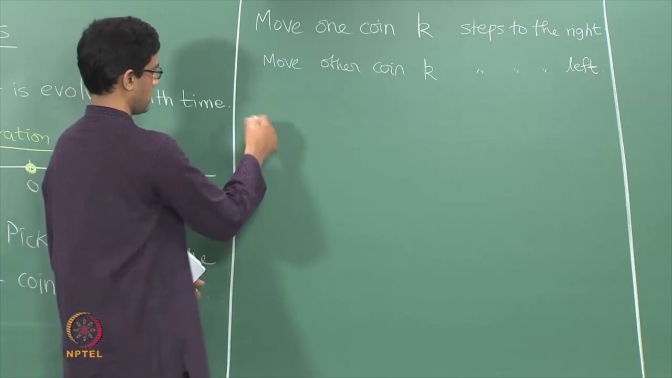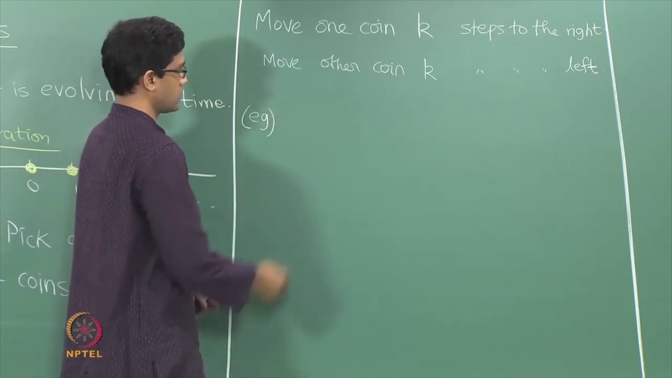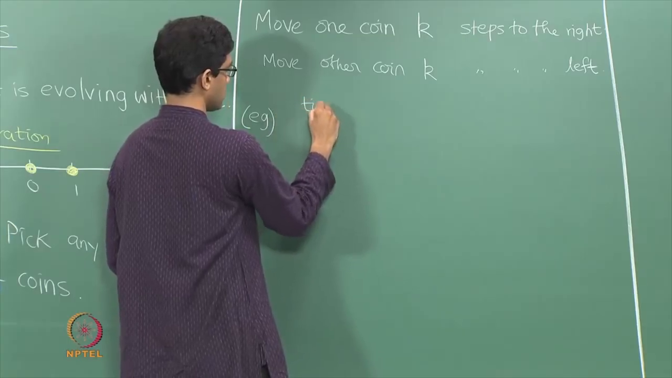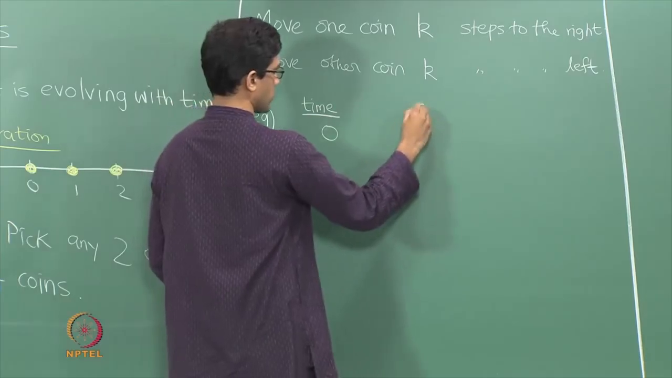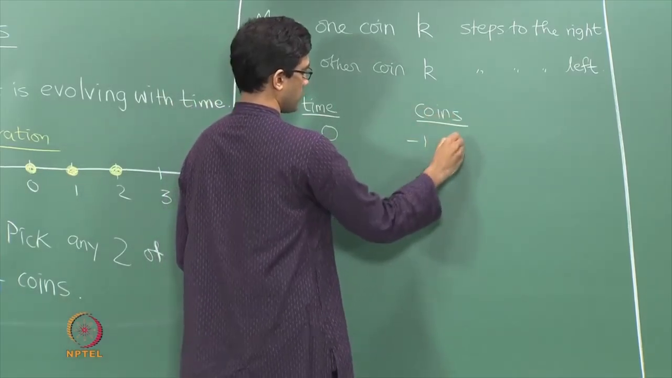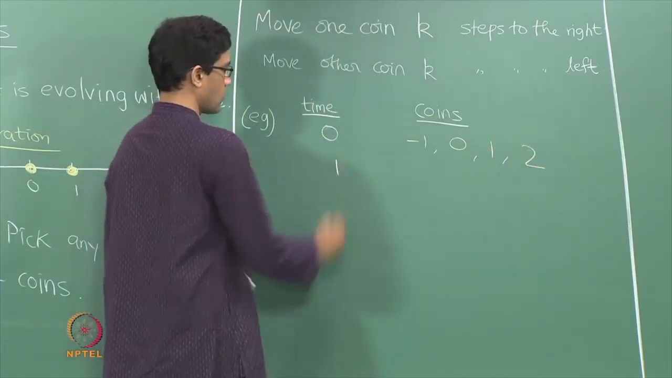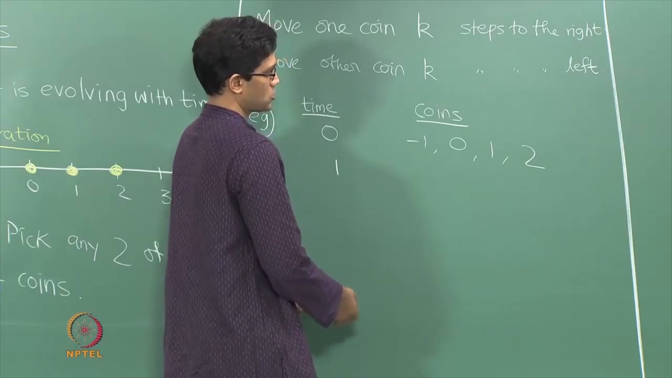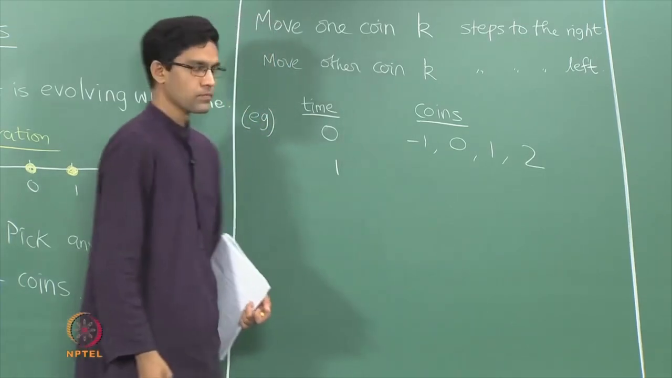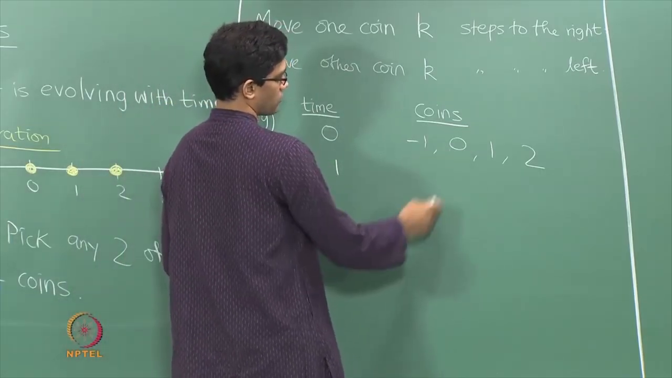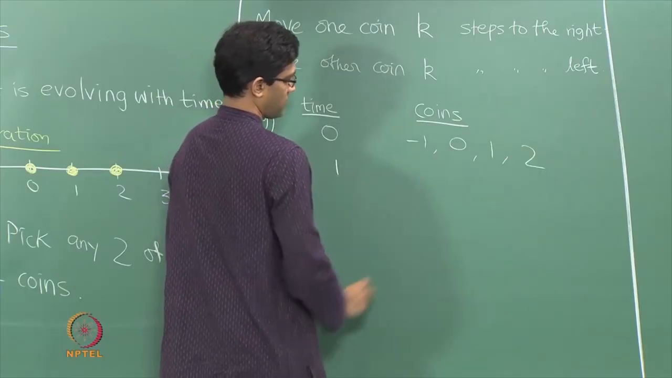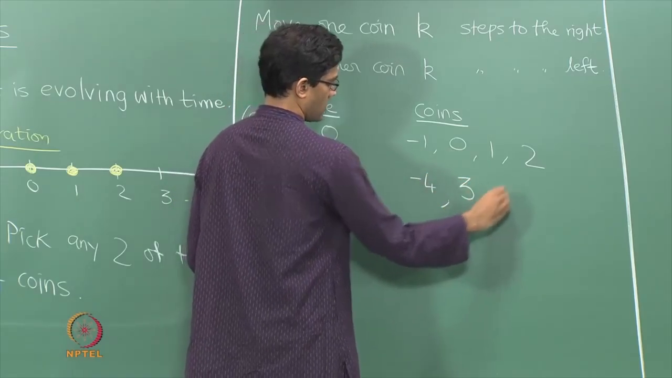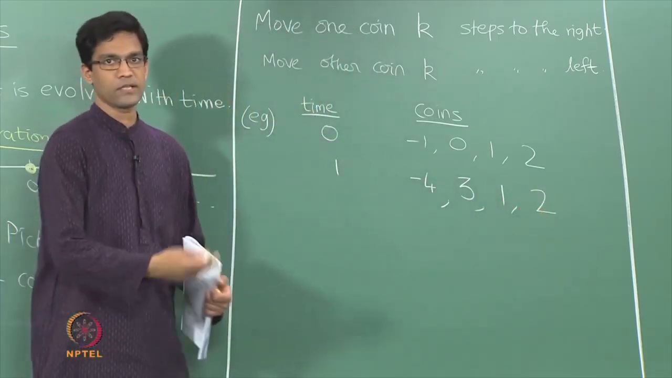So let's look at one possible trajectory that the system might have taken. Let me only note the 4 positions of the 4 coins. So at time t equal to 0, here are the positions of the coins. They're at minus 1, 0, 1, and 2. Now at time t equal to 1, what am I supposed to do? I'm supposed to pick 2 of these 4. So let's say I pick minus 1 and 0. And what I'm supposed to do is move one of them k steps to the right, the other k steps to the left. Imagine I moved 0, 3 steps to the right, and minus 1, 3 steps to the left. So that's the move that I carry out. So minus 1 moves to minus 4, 0 moves to 3, and these 2 stay as they are. This could be one thing that happened in the next time step.